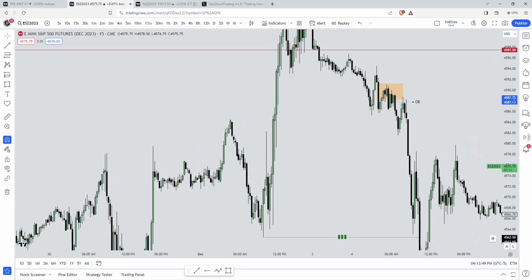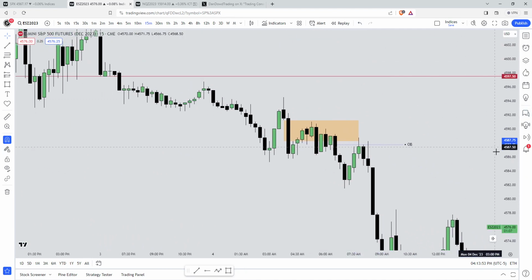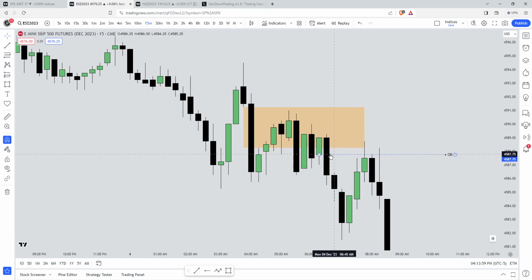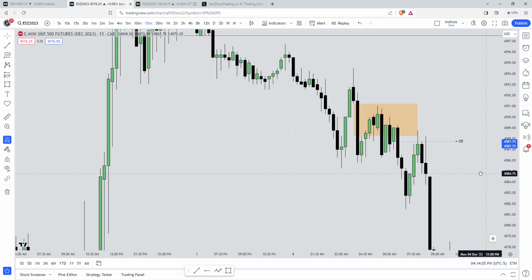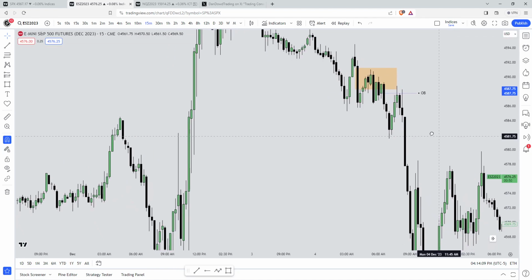Now, some of you guys may be thinking, what the heck's a PD array? A PD array is something like a fair value gap, whether it be bullish or bearish. See this fair value gap right here? This is a bearish fair value gap. That's a type of PD array. See this order block? That's a bearish order block. That's a type of PD array. Vacuum blocks, propulsion blocks, breaker blocks, those are all types of PD arrays. So that's what I mean when I say a PD array.